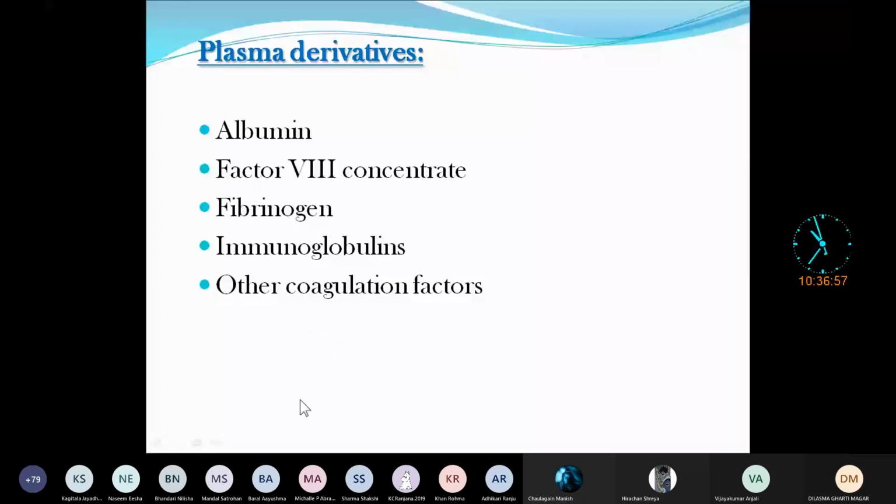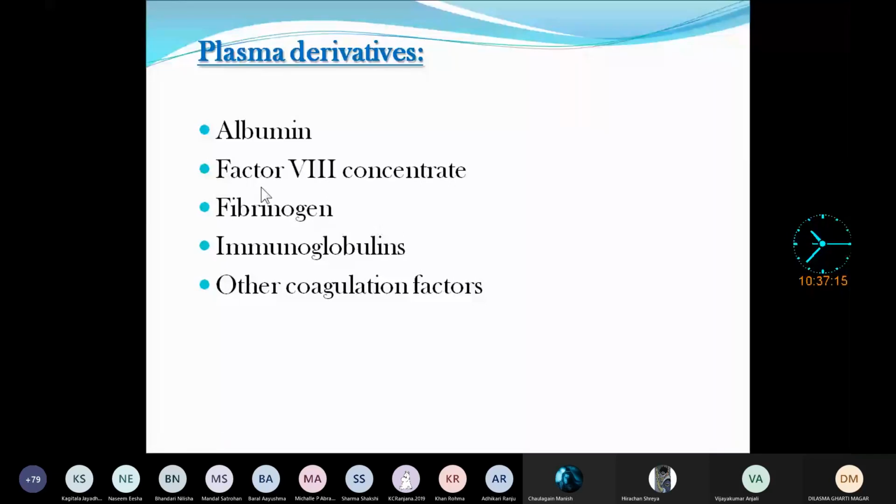So now in the plasma derivatives, the albumin will be there, and factor VIII concentrate will be there, fibrinogen will be there, immunoglobulins, and then the other coagulation factors or clotting factors will also be there. Did you understand here? So that's why we have to separate the plasma and then it can be stored. Understood here?